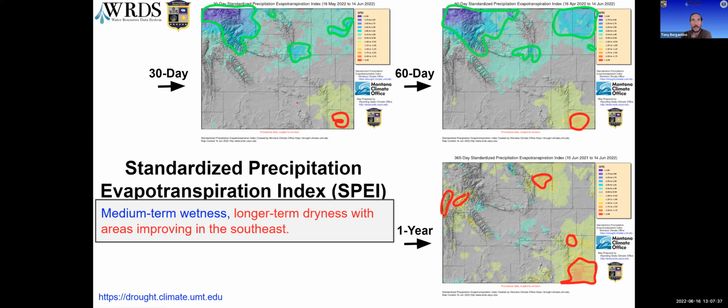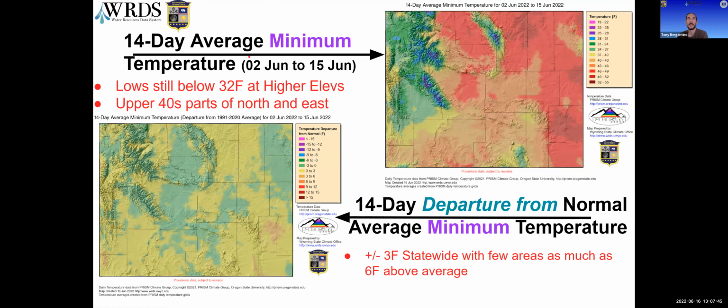And as we jump to the next slide here, we'll look at the 14-day average minimum temperature. Lows are still a little bit below 32, below freezing here at the high elevations, especially in the west, but also up in the Bighorns. We're seeing upper 40s all across the lower elevations of the north and into the east.